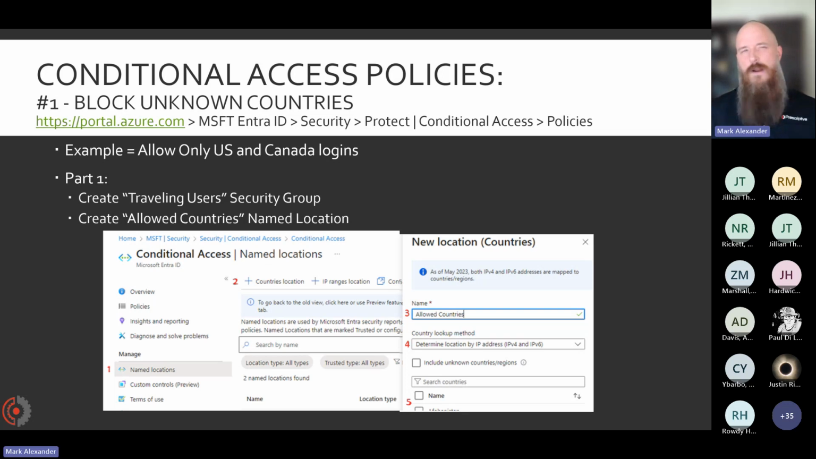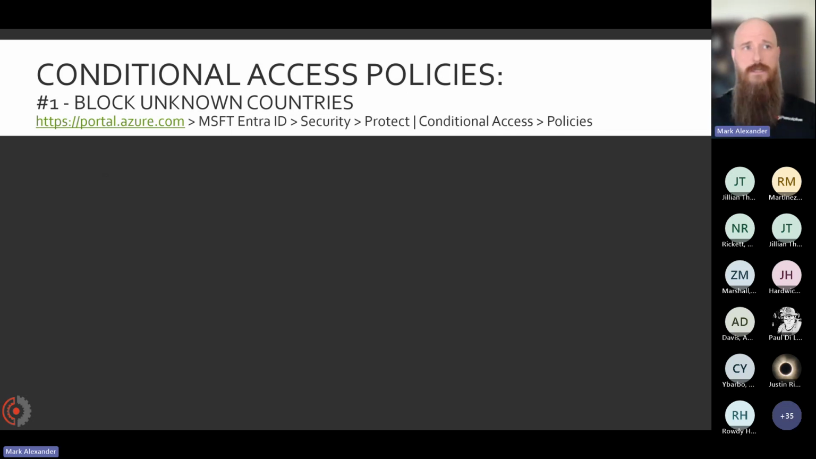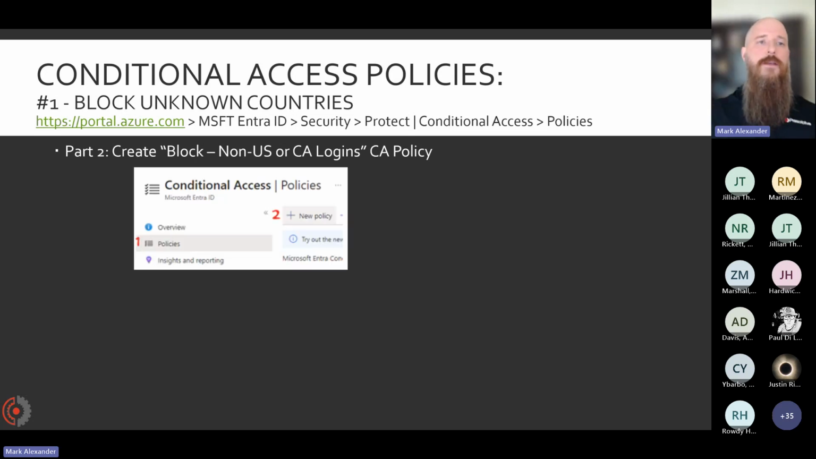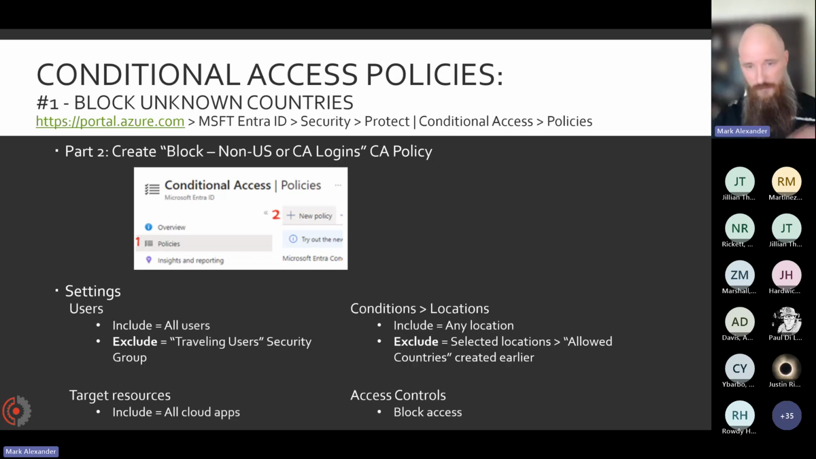So think of this as the prerequisites, right? We've created the traveling user security group and we've created the allowed countries named location. So now let's get into part 2, which is actually creating the conditional access policy. Instead of being down in that manage section, you're going to be up here in policies, and you're going to click on new policy and then go through these settings, right?